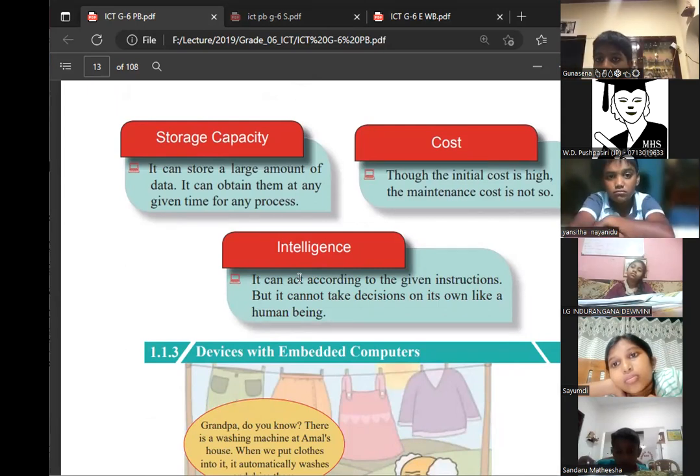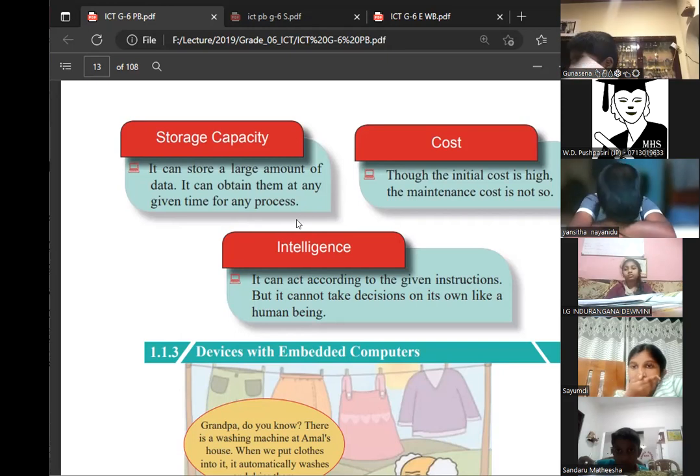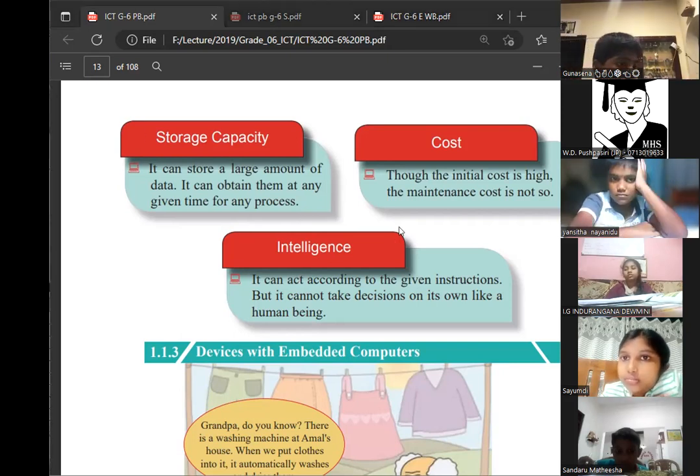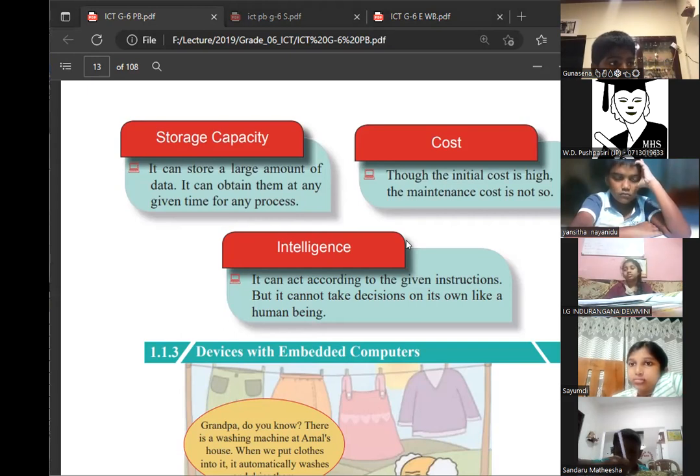We discussed a few features of the computer here. So what are the features that the computer has? We were discussing speed and efficiency, accuracy, reliability, consistency, storage capacity, cost, and intelligence. So these are the main qualifications, or features, that the computer has.